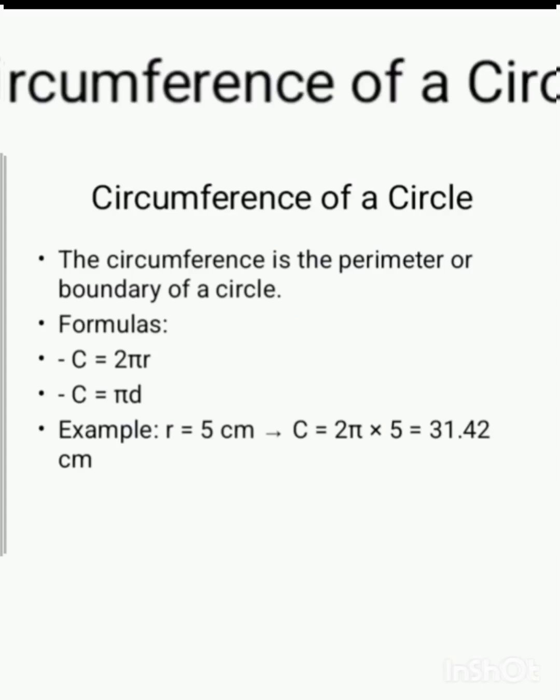The circumference and the area of a circle. What is the circumference? Circumference is the perimeter or distance around a circle. And the formula is circumference equals 2 pi r, where r is the radius, or we say circumference is equal to pi d, where d is the diameter.